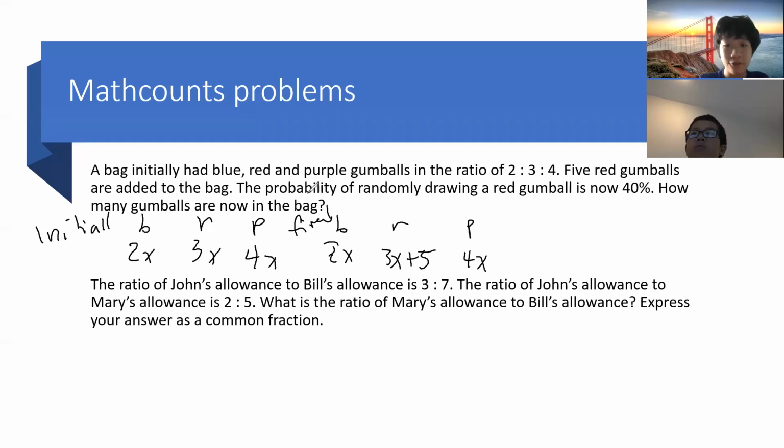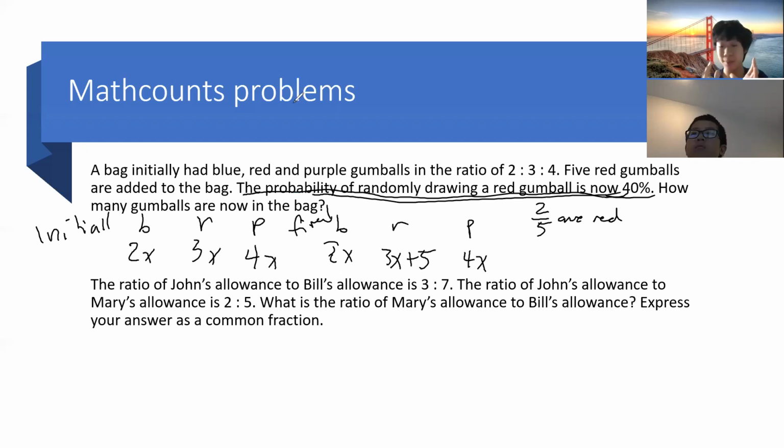Now the probability of randomly drawing a red gumball is 40%. So let's change the statement so that we can better relate it to ratios. This basically means that the percentage of the balls that are red is 40%. This means that 2/5 are red now, okay? Because 2/5 of the time you're gonna pull out a red ball, the other times you're gonna pull out something else, okay? Because this is exactly the proportions of balls. Okay, so 2/5 are now red.